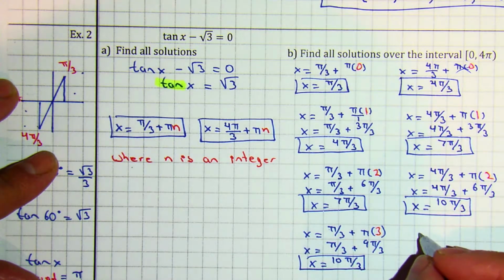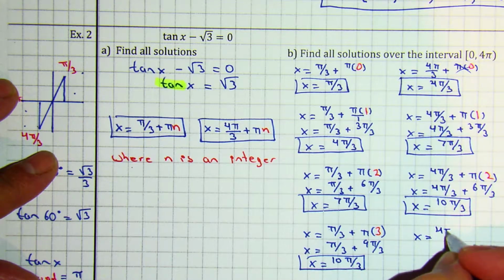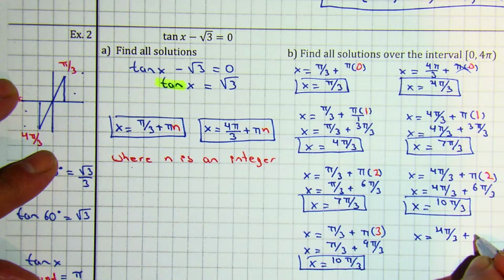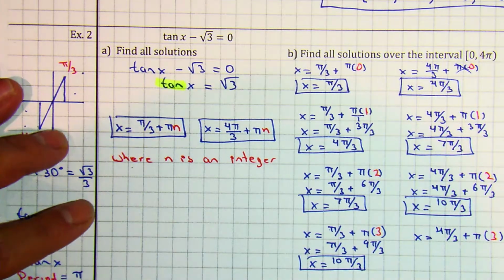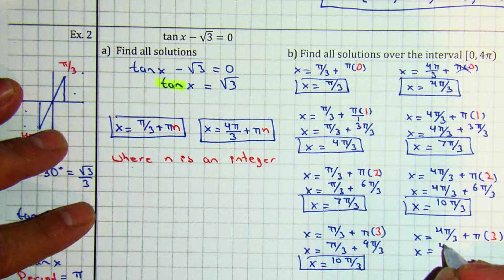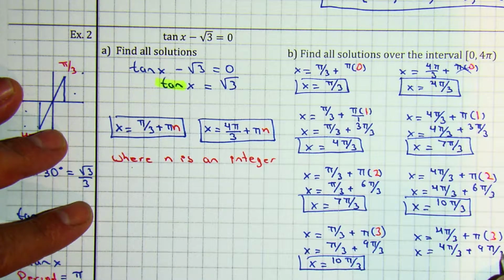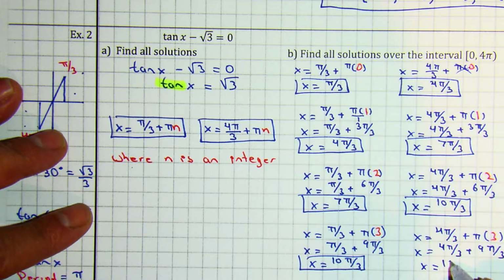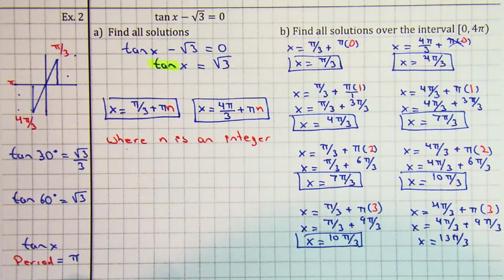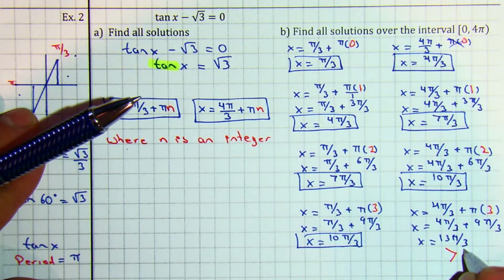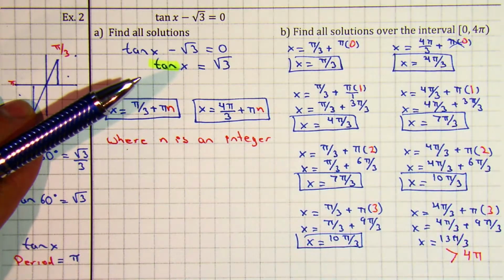Now I'm plugging in 3 over here. So x equal to 4 pi over 3 plus pi, 1 multiplied by 3. Plugging in 3, multiplied by 3 gives me 9/3. So x equal to 13 pi over 3. But 13 divided by 3 is 4 1/3. So therefore, this is already bigger than 4 pi. So therefore, we can stop.